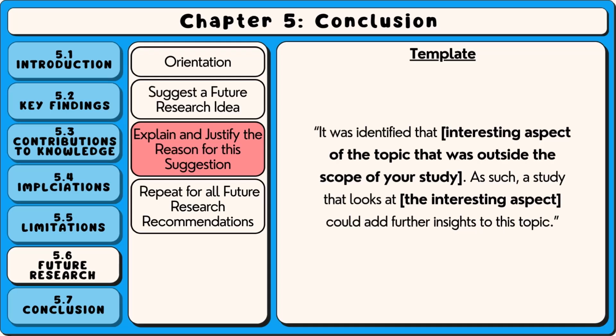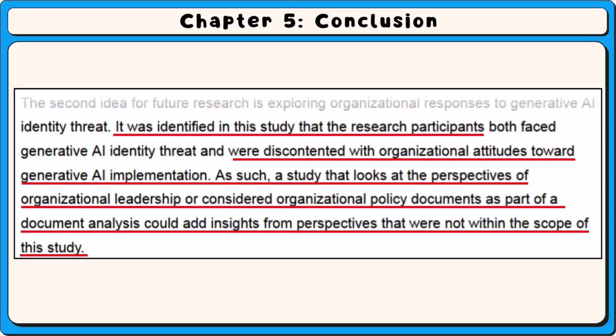Here's a template. It was identified that, and then name an interesting aspect of the topic that was outside the scope of your study. As such, a study that looks at the interesting aspects could add further insights to this topic. Here's an example. It was identified in this study that the research participants were disconnected with organizational attitudes towards generative AI implementation. As such, a study that looks at the perspectives of organizational leadership or considers organizational policy documents as part of a document analysis could add insights from perspectives that were not within the scope of this study.